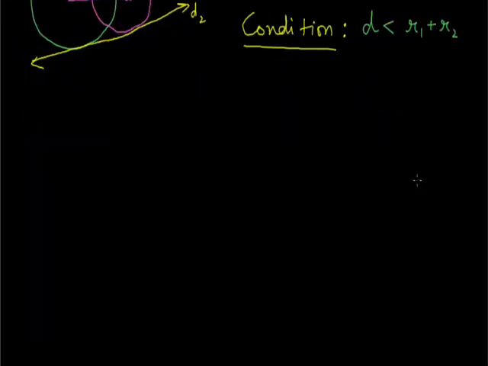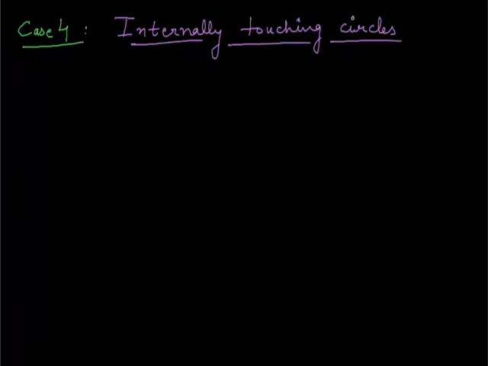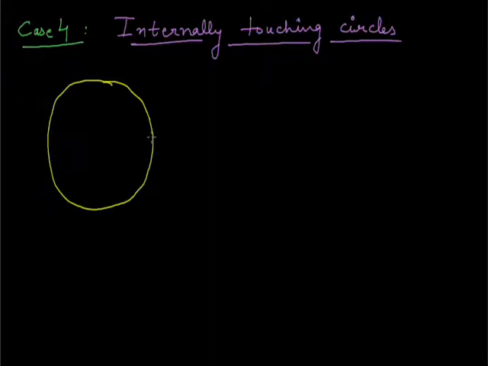Let us discuss the next case. Case 4 is internally touching circles. Internally touching circles will be like this. Suppose this is a circle, then another circle touches it like this. Suppose the center of the first circle is C1 and the center of the second circle is C2. Let us join C1 with C2.